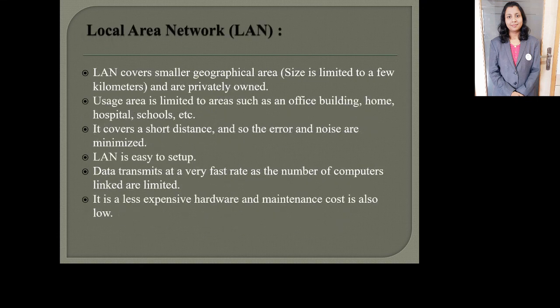The first is LAN, Local Area Network. It covers a smaller geographical area. Size is limited to a few kilometers and it is privately owned. Usage area is limited to areas such as an office building, home, hospitals or schools. It covers a short distance, so the errors and noise are minimized. The distance covered by this network is very small, so there are fewer errors and less noise.